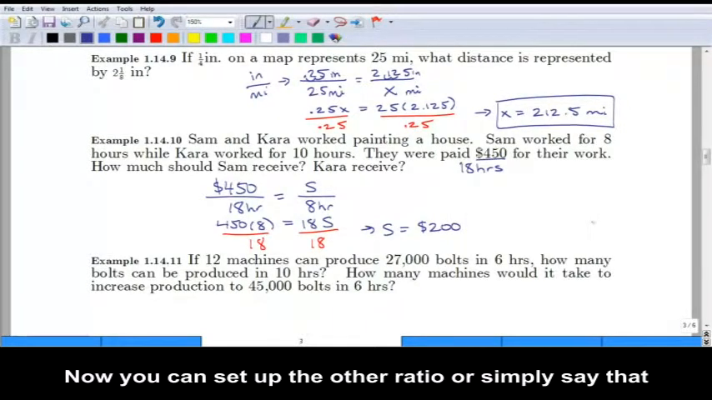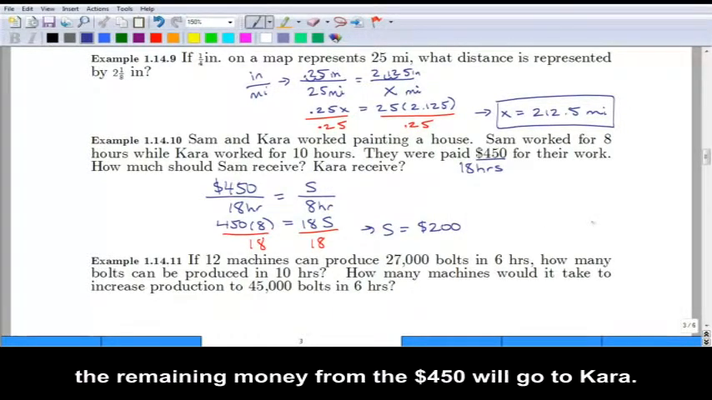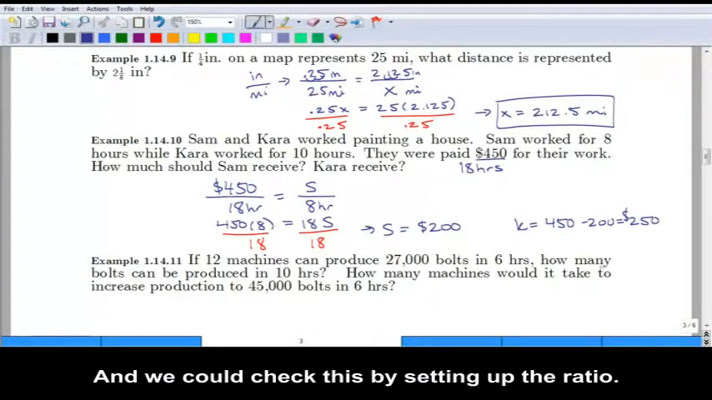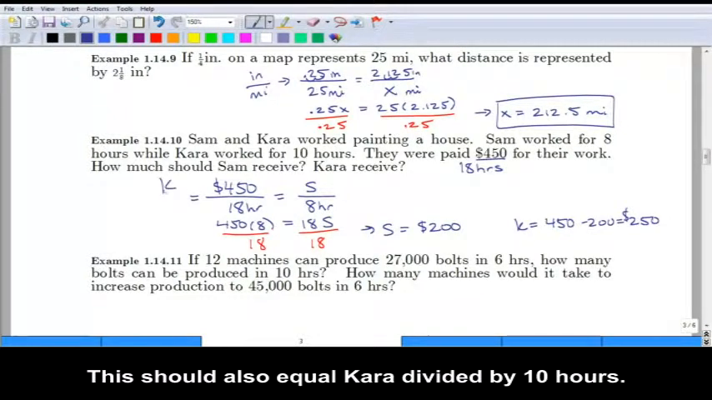Now you can set up the other ratio or simply say that the remaining money from the $450 will go to Kara, so 450 minus our 200 is $250 that Kara would receive. And we could check this by setting up the ratio. This should also equal Kara divided by 10 hours.